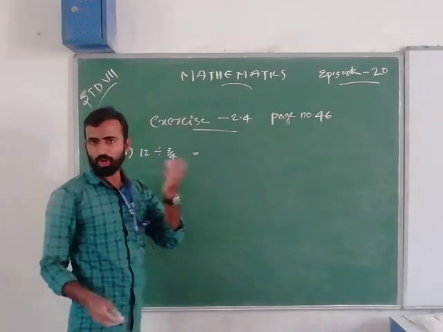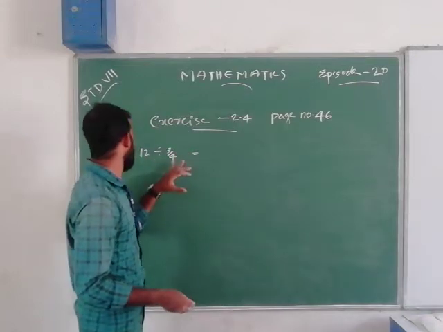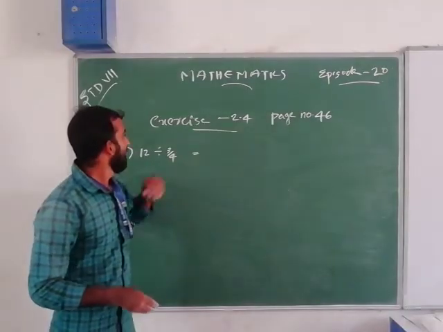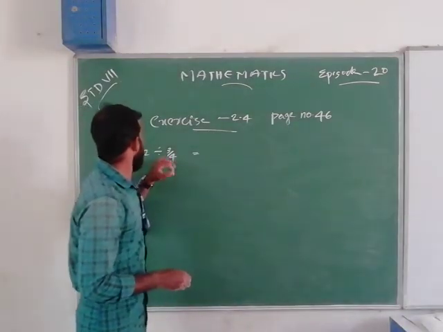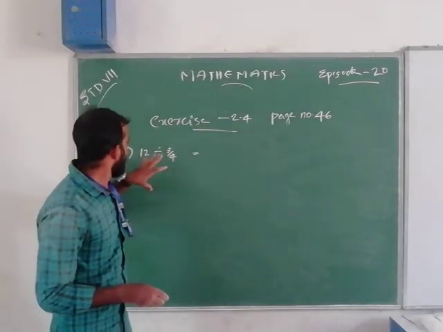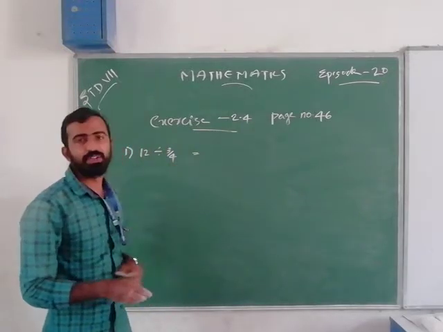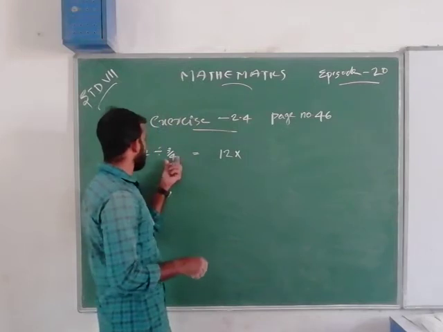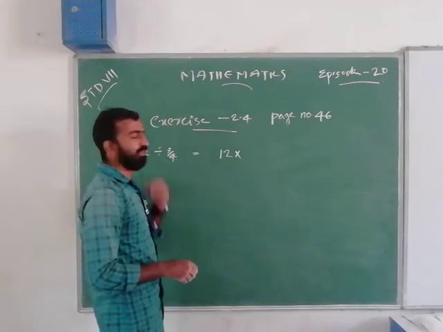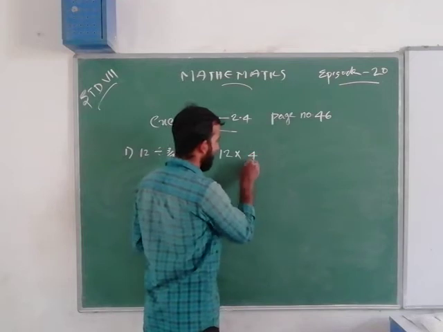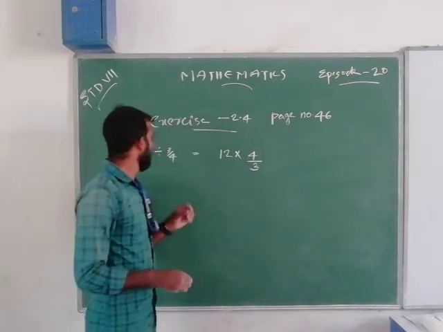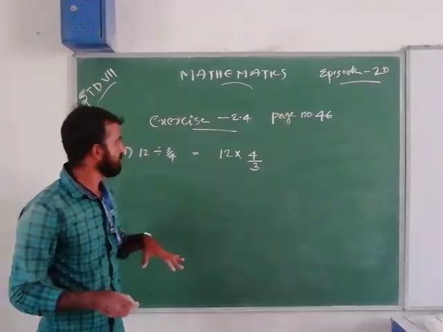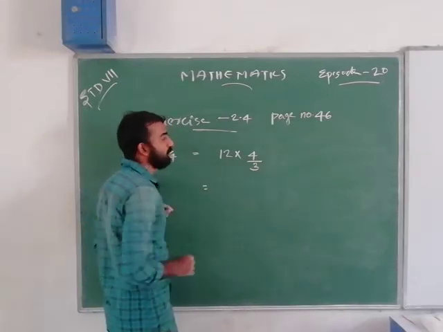Here, 12 is a whole number. Is it? Yes, 12 is a whole number. And 3 by 4 is a fraction. Then we want to find the division. That is 12 into, we want to take the reciprocal of the divisor, that is we get 4 by 3. We interchange the position of numerator and denominator.